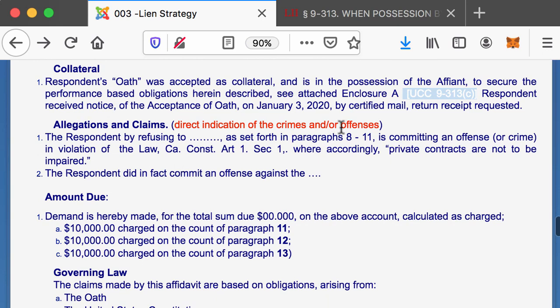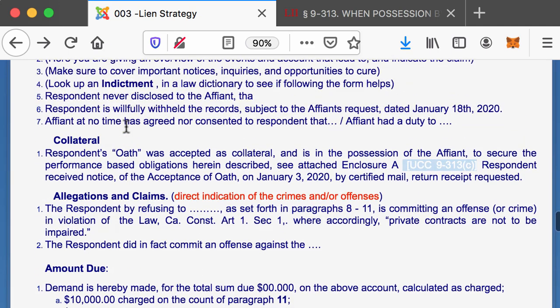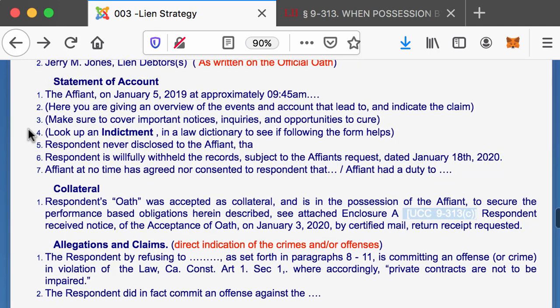Now we go into the allegations and the claims. The respondent, by refusing to do whatever, as set forth in paragraphs 8 through 11, committed an offense or a crime. So basically what I'm saying, and you have to find the proper way to word this because I'm still working on it, is that these allegations and claims have to come out of this whole account. This account is an overview of the story, just a quick narrative of the entire event.